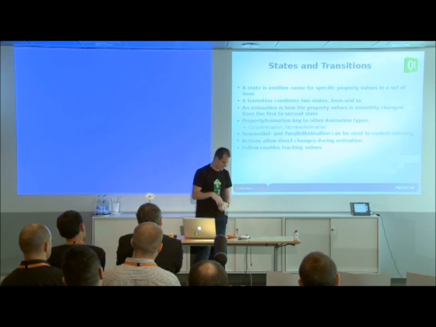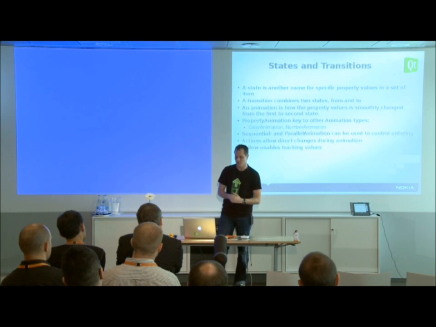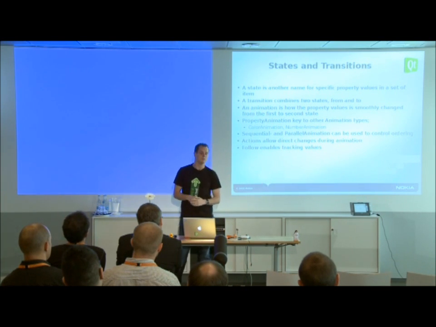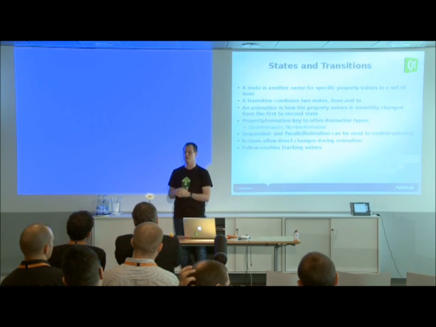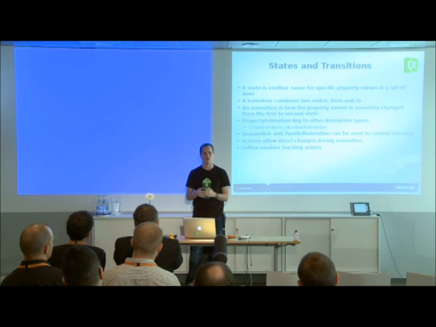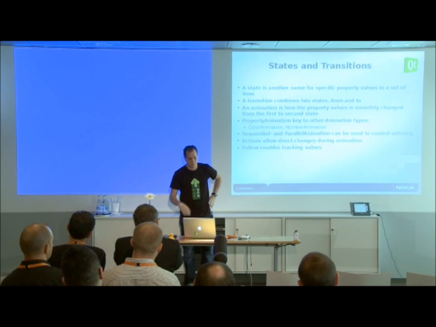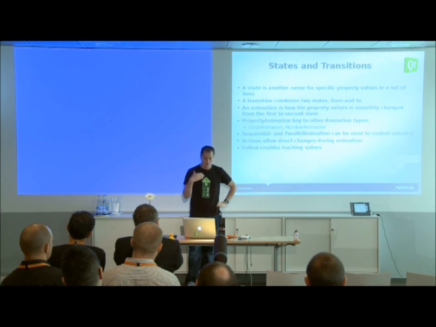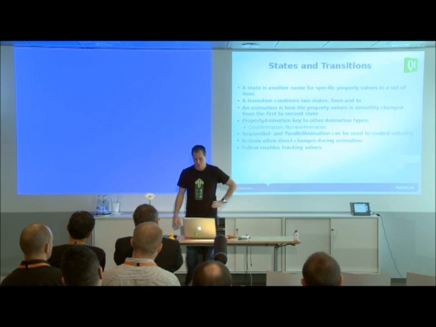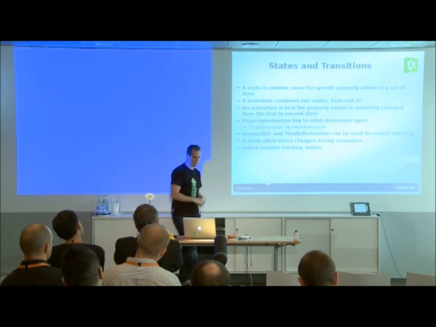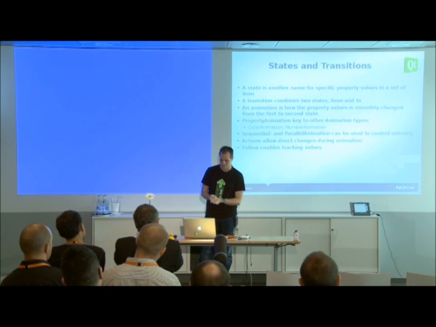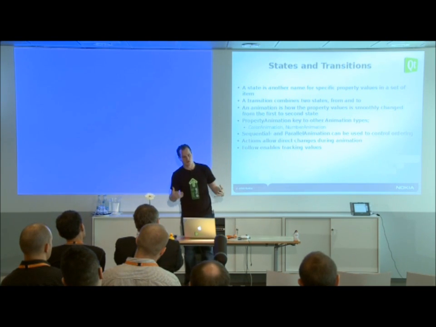We used an element called property animation, which is also a key for other animation types, like color animation. You can animate the color of a button. You can also animate numbers, like from, let's say, 1 to 100. It will actually interpolate properly. But you can also create your custom animation using property animation. We also have support for sequential and parallel animations, so you can launch animations one after another or at the same time.